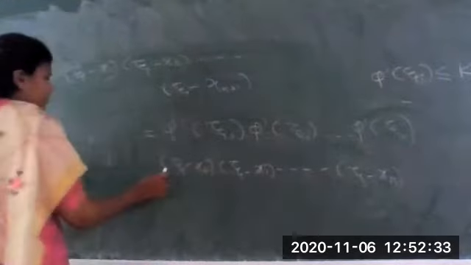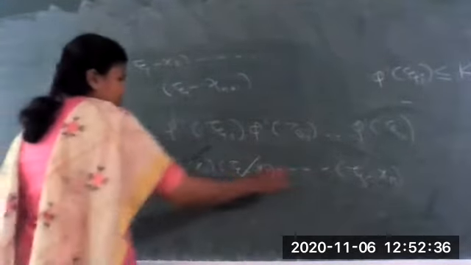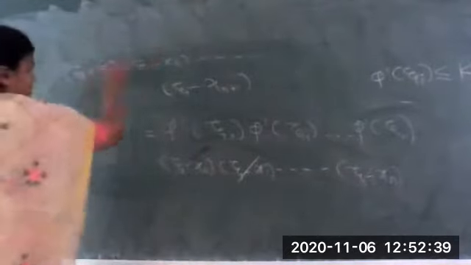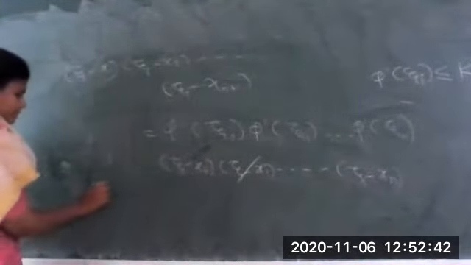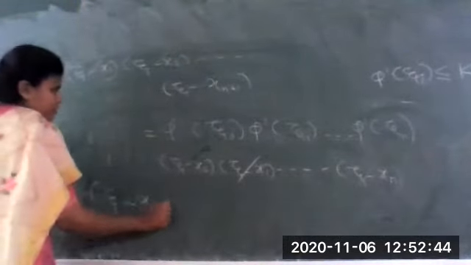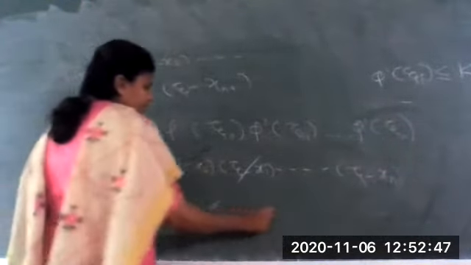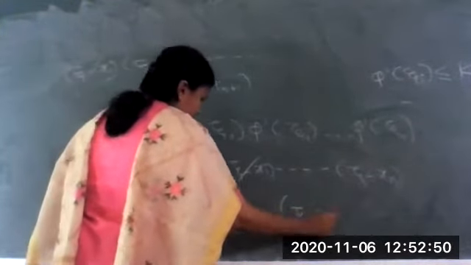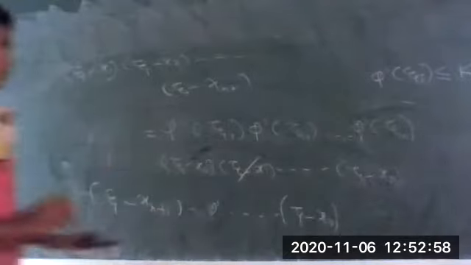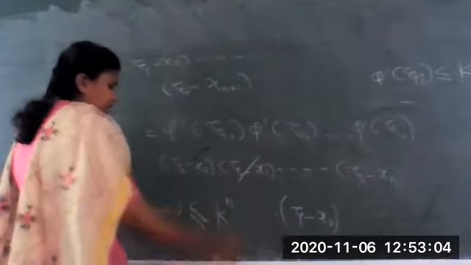Those which are common terms, we can cancel and write the equation. So this (ζ − x0) will remain as it is. (ζ − xn) and all the terms up to it will get cancelled. So what remains here is (ζ − x_{n+1}) equal to all those values of φ' into (ζ − x0). But we know that all the values of φ' are less than or equal to k. So if all the values are less than or equal to k, we can write, instead of that, k raised to n plus 1.